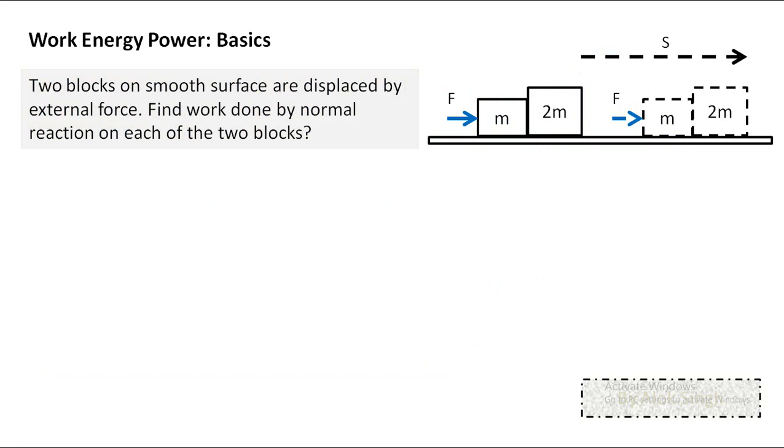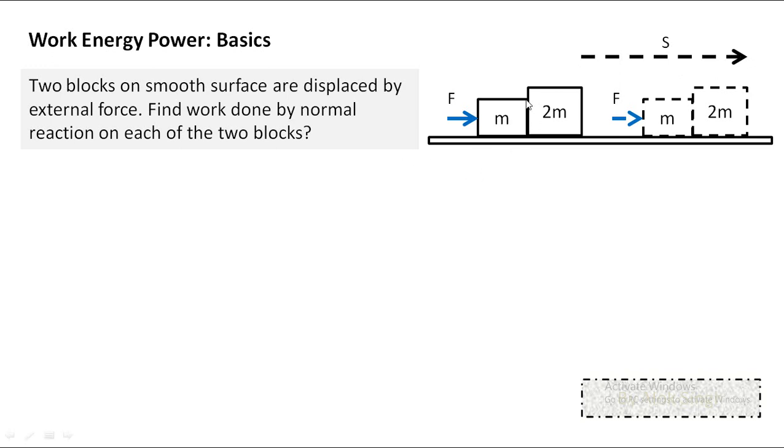Here two blocks on a smooth surface are displaced by an external force. So this external force is acting. The moment this external force is acting, it will lead to acceleration and hence the displacement. So here displacement is S. Find the work done by the normal reaction on each of the two blocks. We have to find the work done by which force. So every time we have to be careful. Work done by normal reaction.